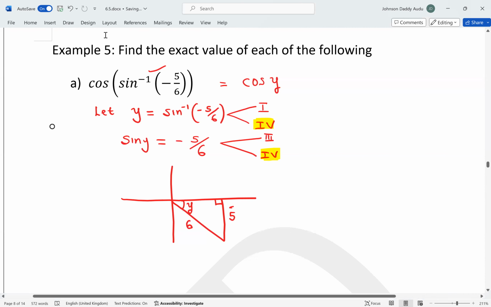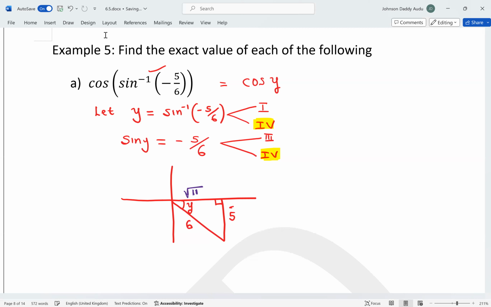And what will this side be by Pythagoras theorem? This will be root of 36 minus 25. So this is going to be, I think, root of 11, yes? So root of 11. Yes. So we're almost done.